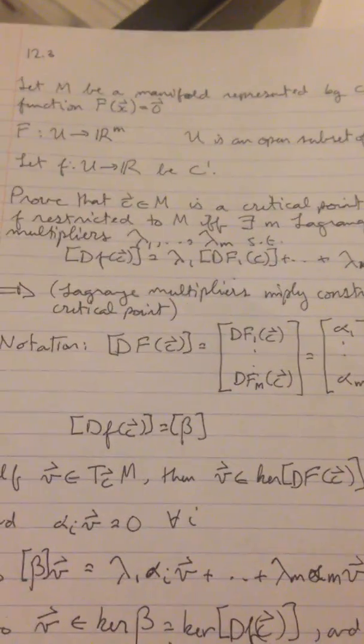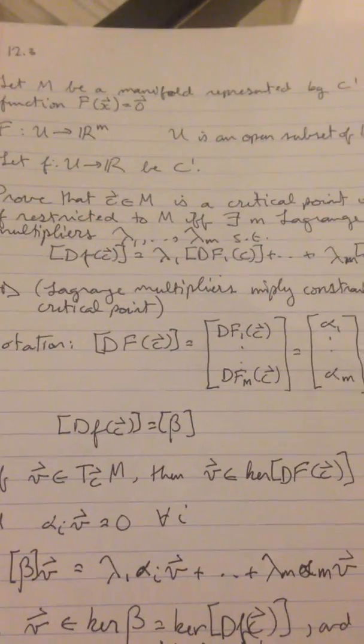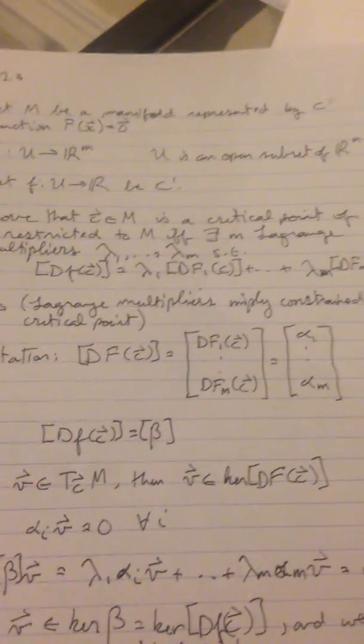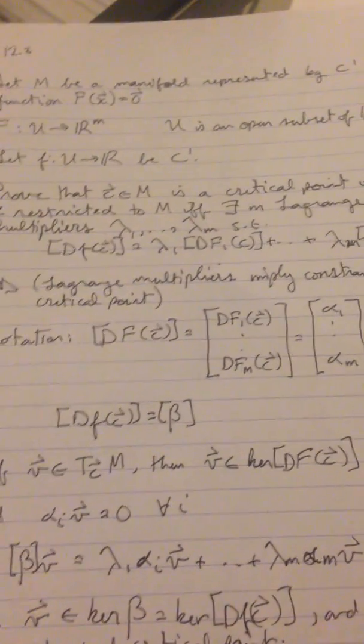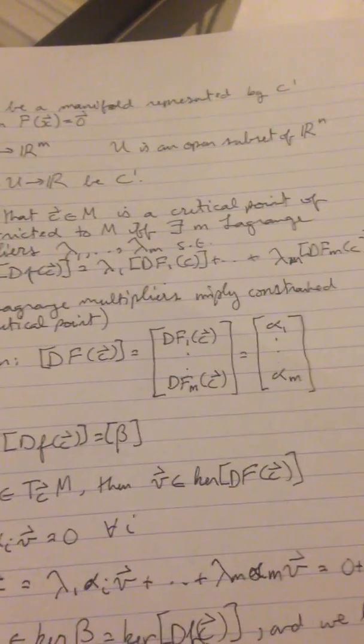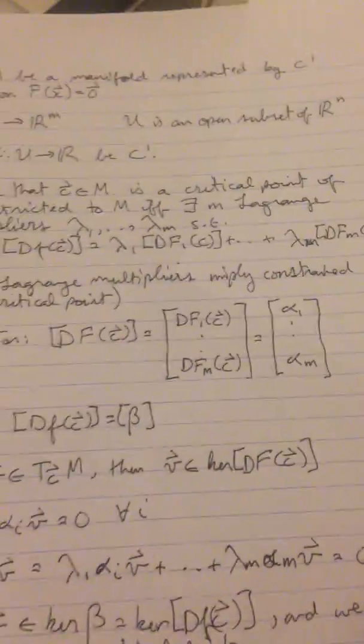Okay, another proof. This is of 12.3. Basically, with this one, we need to show that a constrained critical point C, restricted to the manifold M, exists if and only if there are m Lagrange multipliers. So this one is, I'm going to flip around the camera here.